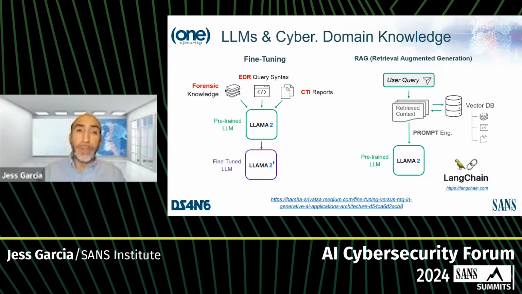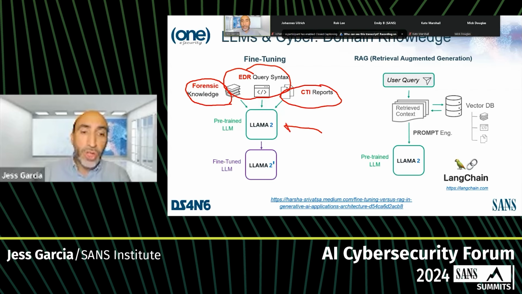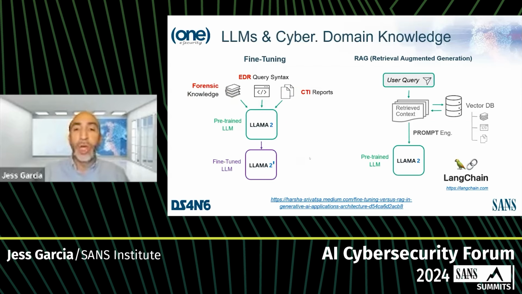Okay, so from that point of view, you have two different models. Imagine you want to train a specific model to understand your EDR and be able to do EDR queries properly, because the generic ChatGPT model or the other models don't support that. So what you could do is input forensic knowledge to the model, input the query syntax of the EDR, input CTI reports, and train your pre-trained Llama 2 to generate your new Llama. And that would be a fine-tuned model that you can then use internally in your organization.